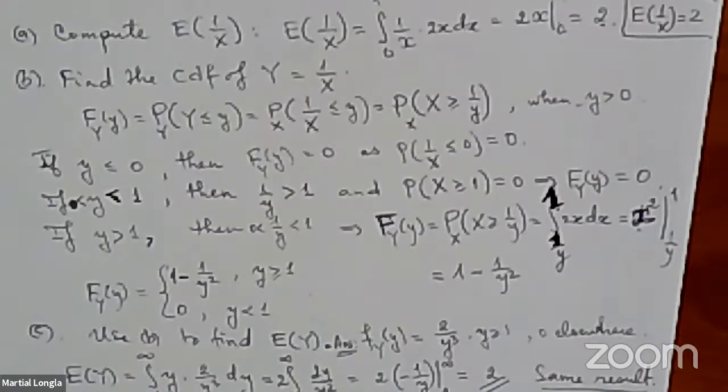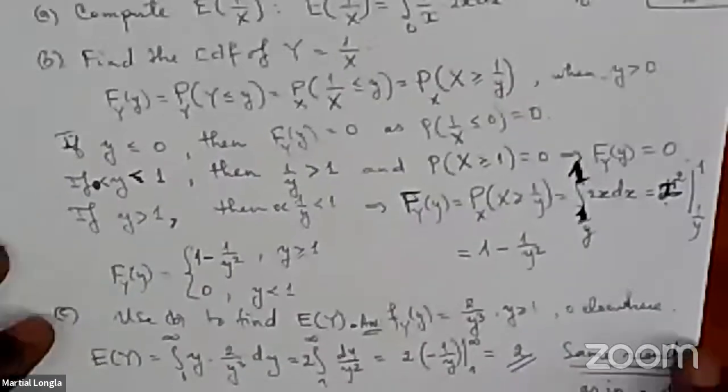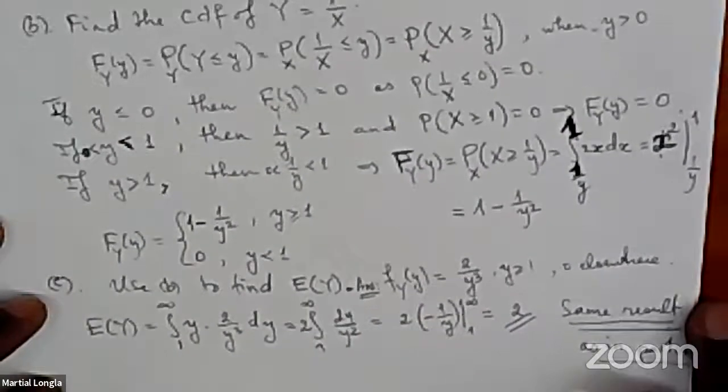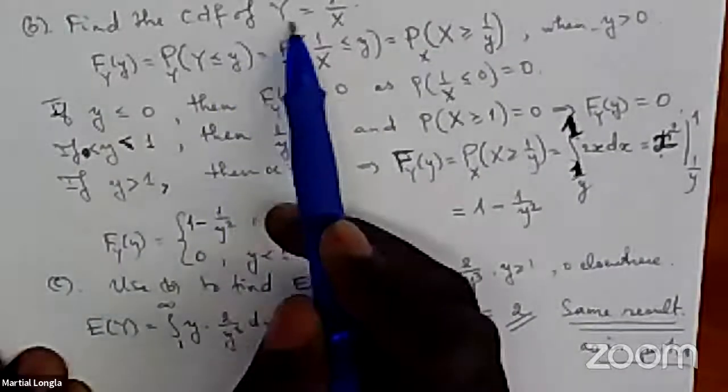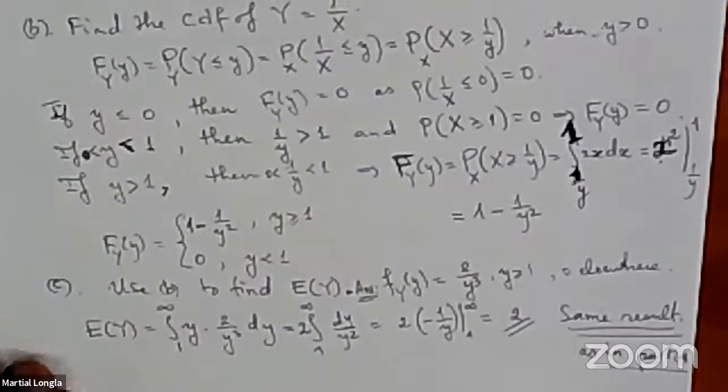We use the fact that the expected value of g of x is the integral of g of x times f of x dx. Now, the other way to find that expected value would be to first find the distribution of the random variable Y that is equal to 1 over x, then use it to find the expected value, which is the second part of this problem. The second part says, find the distribution of capital Y equals 1 over x. How do we do that?